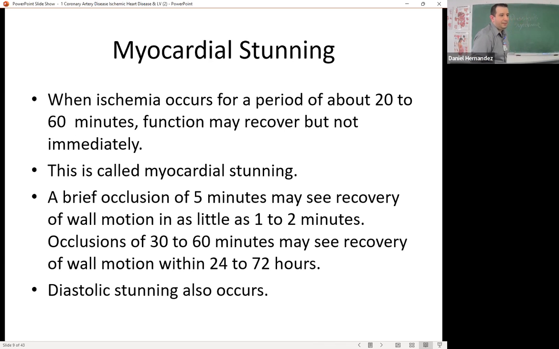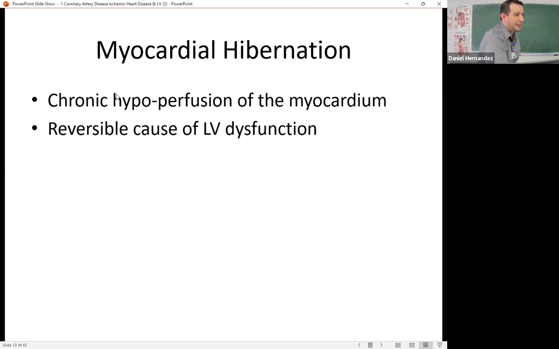So myocardial stunning would be an acute process, something that occurred suddenly for a short period of time. We had an ischemia or blockage of blood flow to that myocardium, and systolic function returns depending on the duration of that short-term ischemia. It could be within minutes or within days. Hibernation, again, is a chronic, long-standing hypoperfusion of the myocardium, but this condition is also reversible. So these patients regain myocardial function.